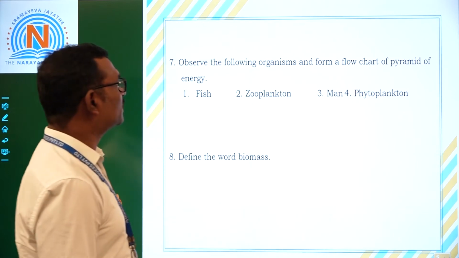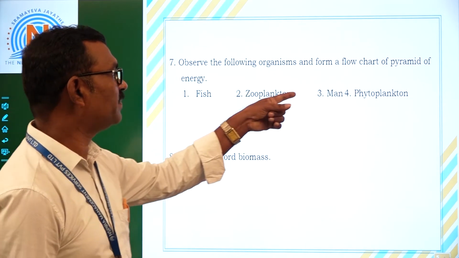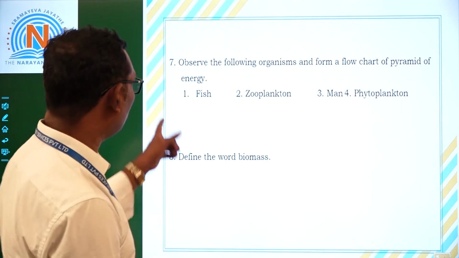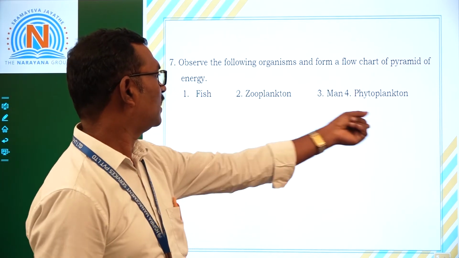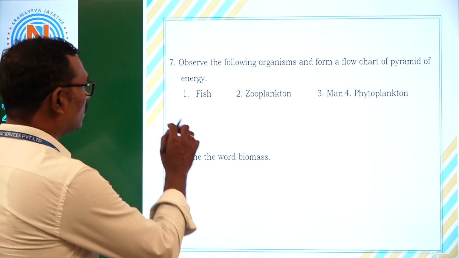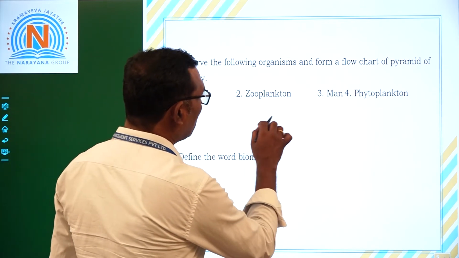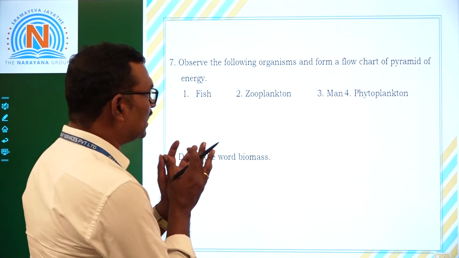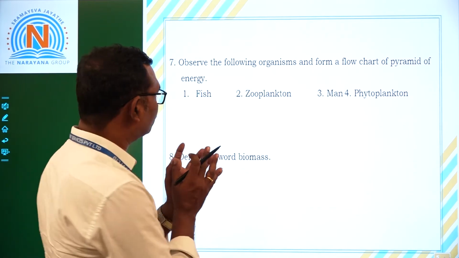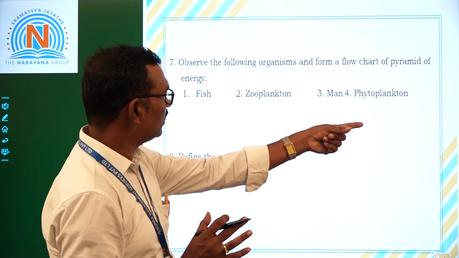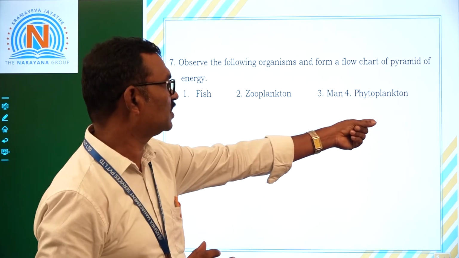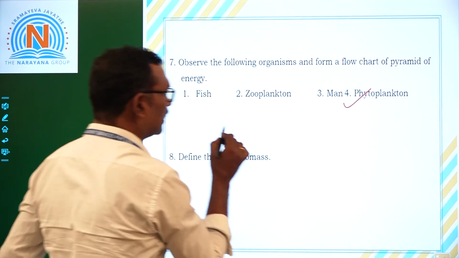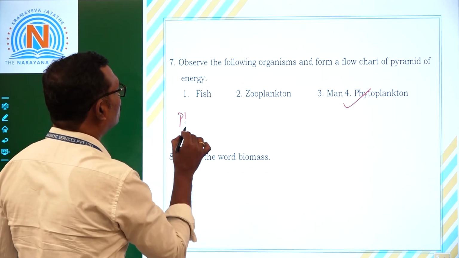Next one. Observe the following organisms and form a flow chart of pyramid of energy. Here we have to make a flow chart with the given options. Now, actually fish, zooplankton, man, phytoplankton. So when you consider an aquatic ecosystem, which is the first level? Actually, what we have to find out here is what are the producers? Here we have to identify, yes, phytoplankton. Phytoplankton are the producers.